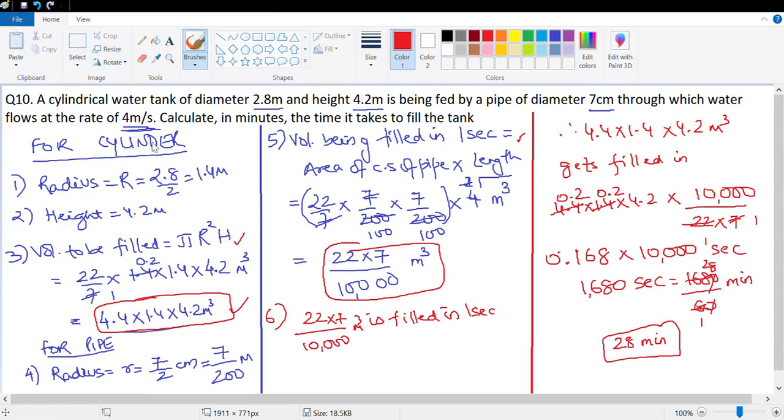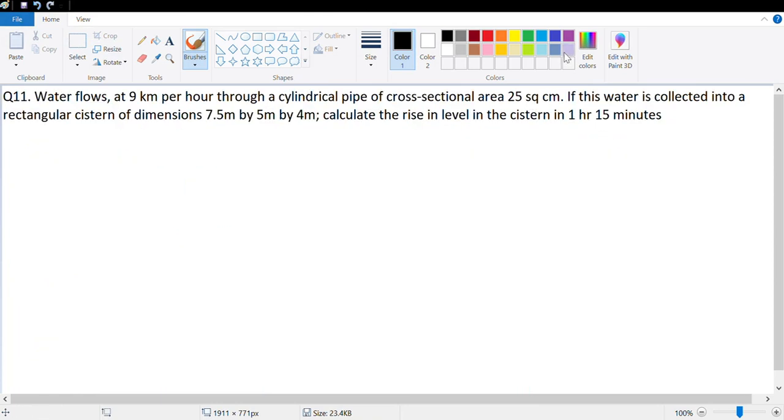Let's look at the next question. The next question that we do is question number 11. It says water flows at 9 km per hour through a cylindrical pipe of cross sectional area 25 square centimeter. If this water is collected into a rectangular cistern of some dimensions, calculate the rise in level in 1 hour 15 minutes. So again, a similar question like the last one. We need to calculate volume coming out of the pipe. Since this is given in kilometer per hour, let's convert this into meter.